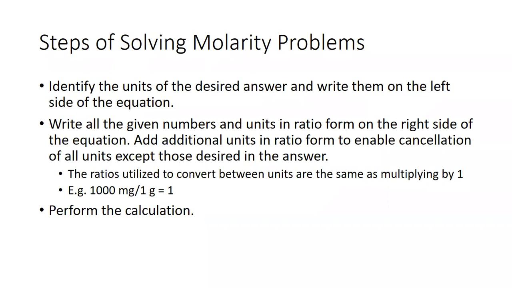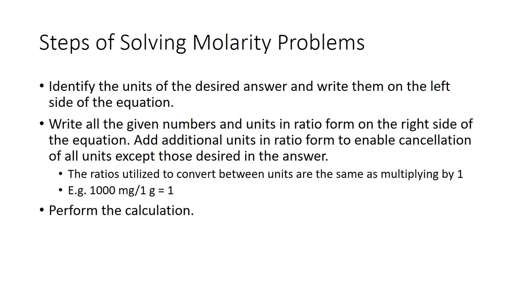So when you're solving molarity problems, there are a few general steps. First, you want to identify the units of the desired answer. So what are you trying to get to? And then write them on the left side of the equation, so you have in mind, okay, I'm trying to get to micrograms per milliliter, or whatever unit you're trying to get to. And then you want to write all the given numbers that you were given. So for example, if you were given weight and volume, you want to write those down. And then you have the units in ratio form on the right side of the equation, and you add additional units in ratio form to enable cancellation of all those units except the ones that are desired in the answer.